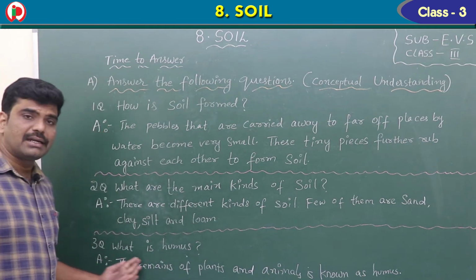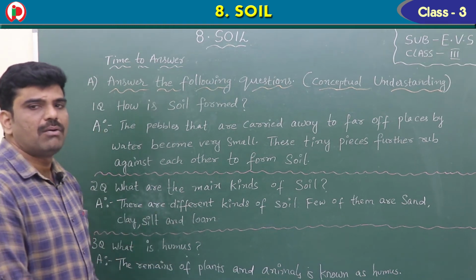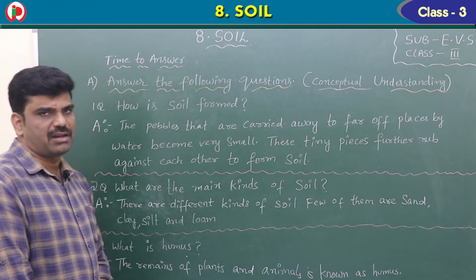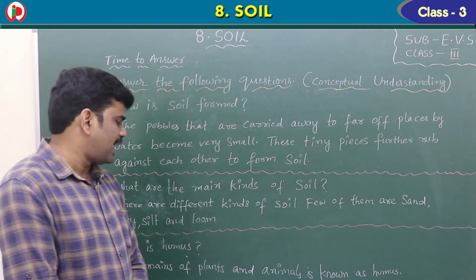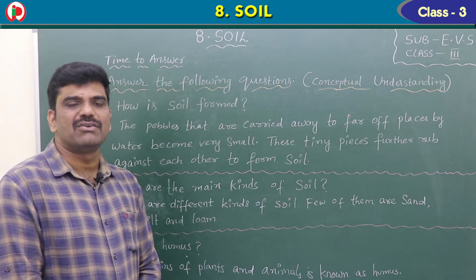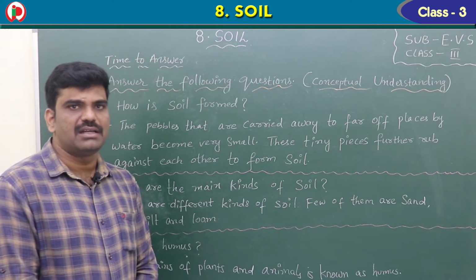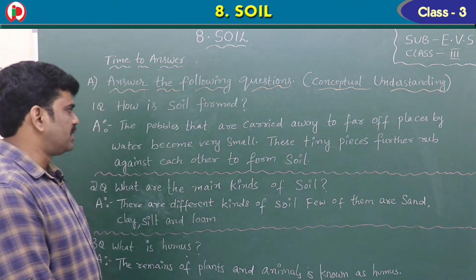Third question, what is humus? The remains, that means the leftover, the waste of plants and animals is known as humus, which is the fertile layer of the soil. So these are the three questions.